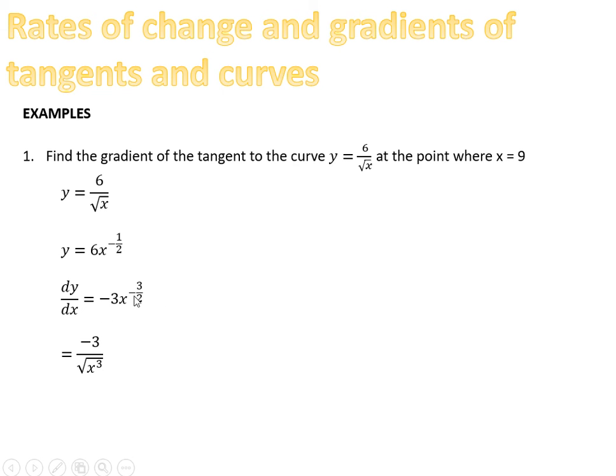So x to the power of minus 3 over 2 is 1 over the square root of x cubed. Okay, times by minus 3 is minus 3 over the square root of x cubed. Take as much time as you need to get to that point. If you need more lines of work in, then do it. Okay, this is what you need, and now we're trying to find the gradient at this point x equals 9, so we're going to substitute x equal to 9 into this.